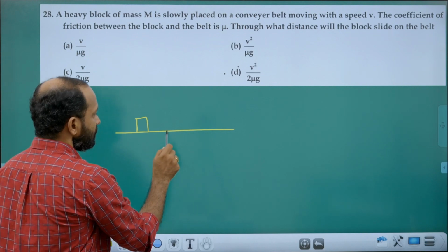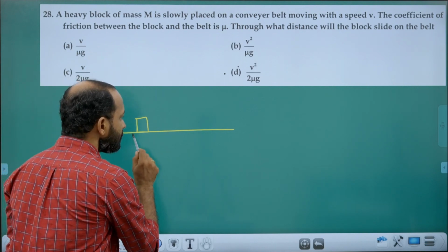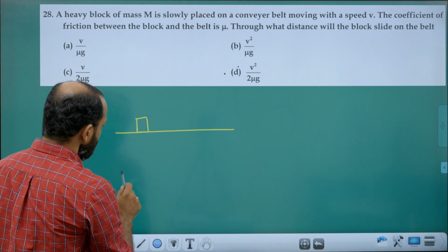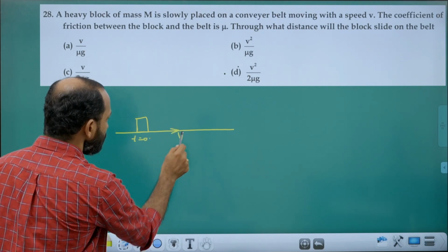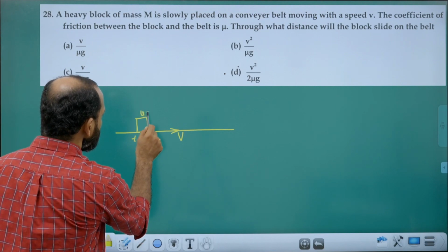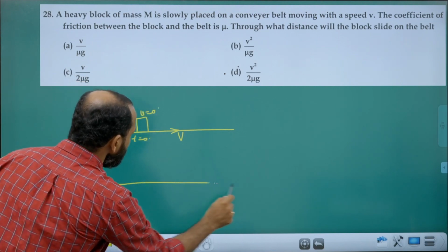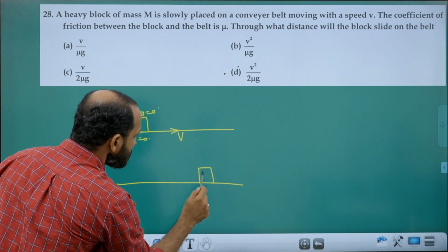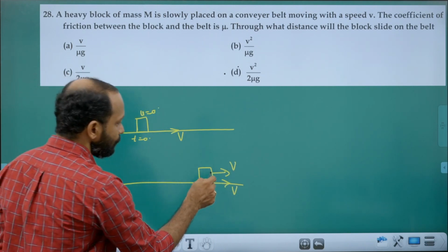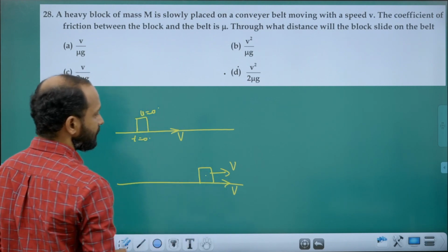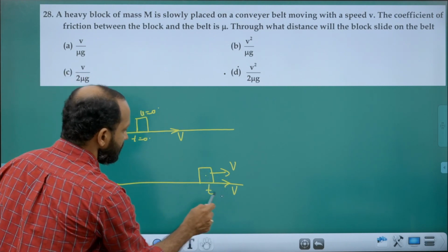Okay, but the belt is moving with a constant velocity. At the instant t equal to 0, the belt was moving with velocity v. Initial velocity of the block is 0. But later on what happens? The block reaches here moving with the same velocity as that of the belt. Now the block is at rest with respect to the belt. Let the time be t.